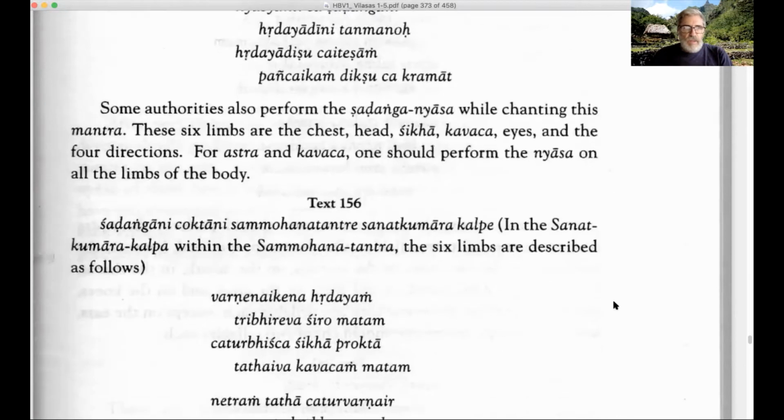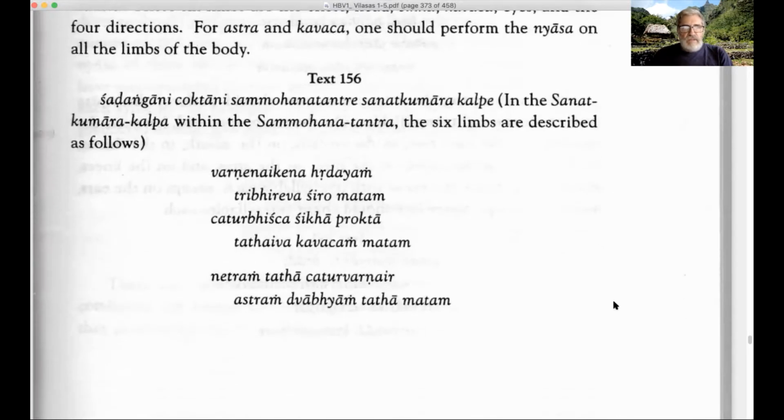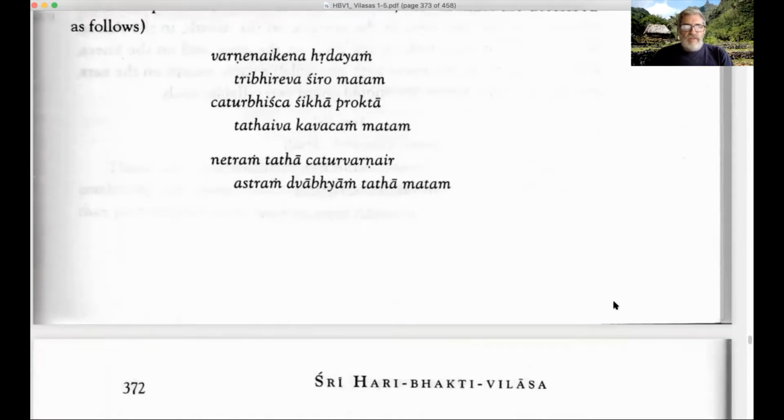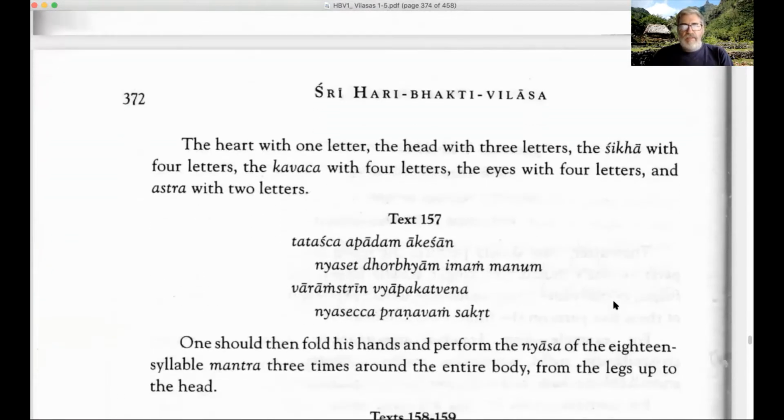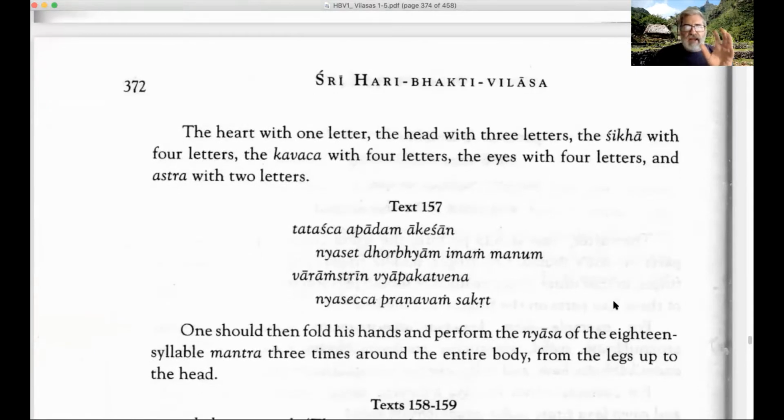Okay. So text 156. In the Sanat Kumara Kalpa, within the Sammohan Tantra, the 6 limbs are described as follows. So he's just described the Sarangana Nyasa, so he wants to explain again what the 6 limbs are that are being touched with this nyasa. The heart with 1 letter, the head with 3 letters, the shika with 4 letters, the kavacha with 4 letters. When it says letters here, it means syllables.